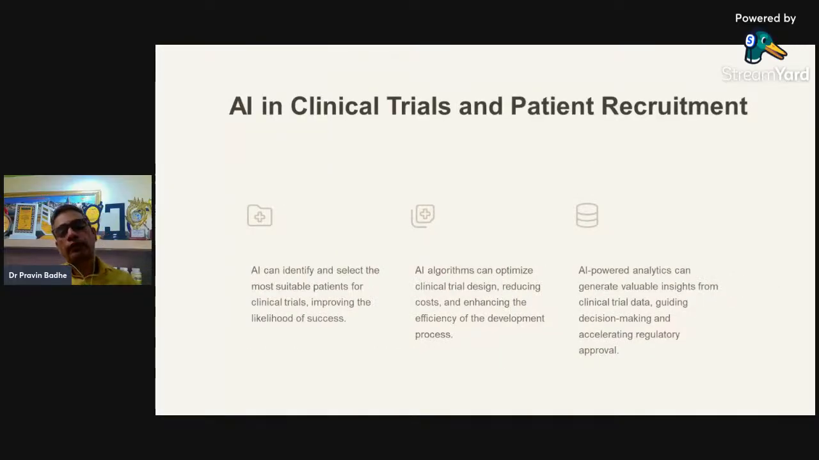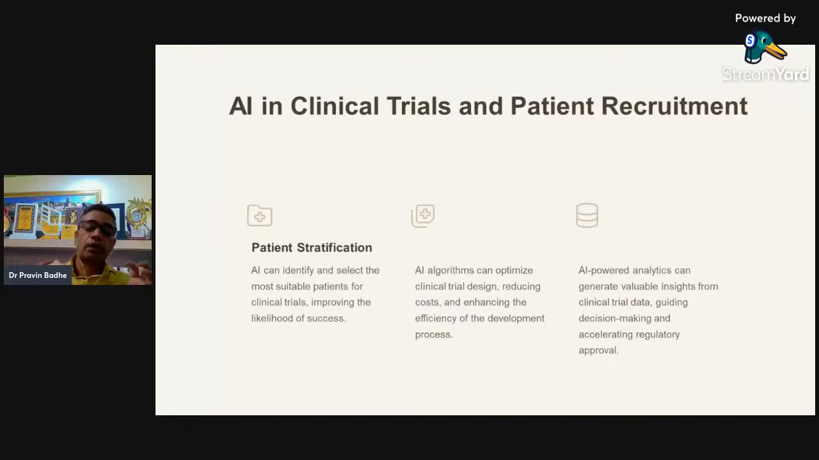So how can we then take those leads into the clinical trial, and how can the clinical trial use AI, also in patient recruitment? First is patient stratification, where AI can be utilized to identify and select the most promising patients, which can be utilized in the clinical trial. So it will then improve the success rate.